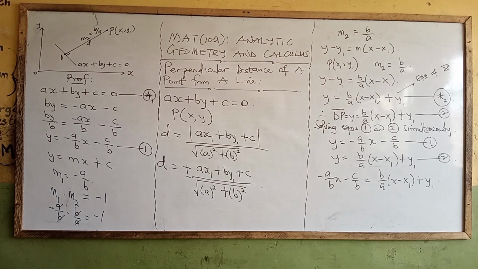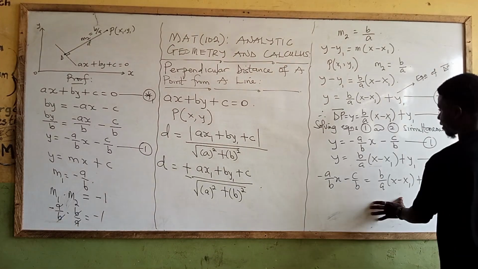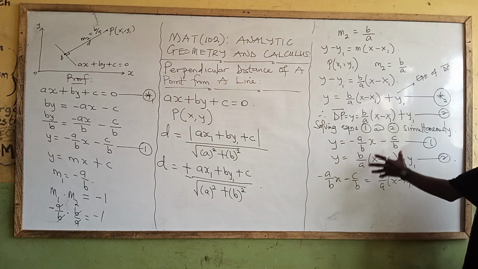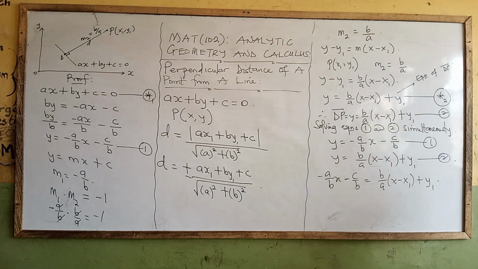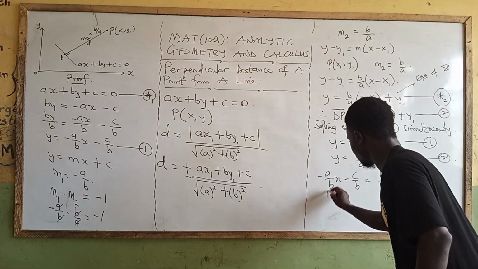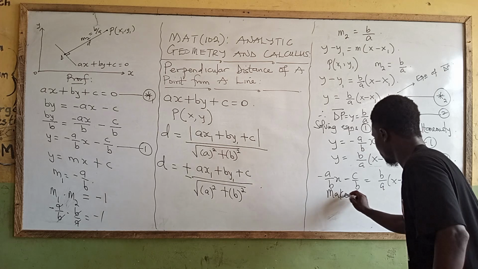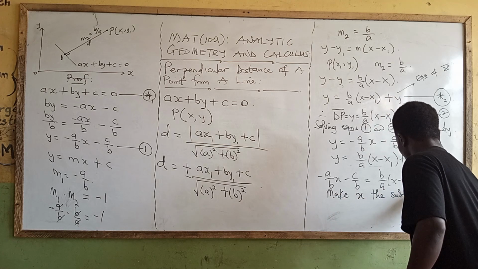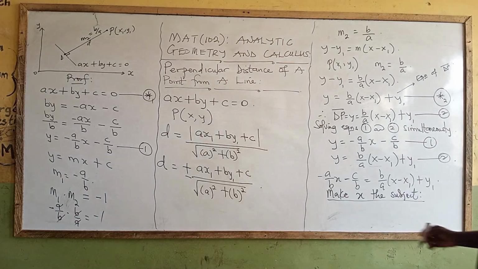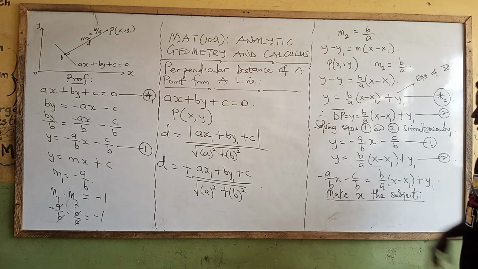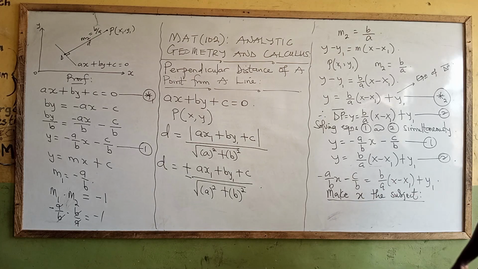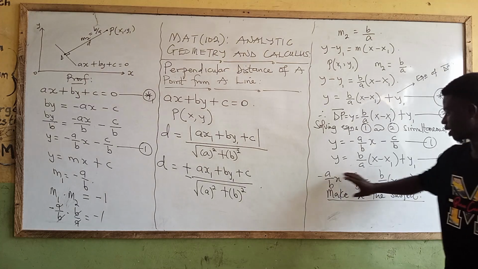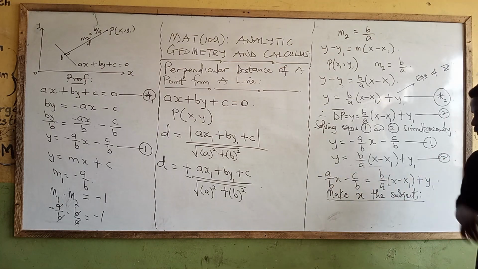All right, so let's continue. We have this, and I said we are equating to find the x coordinate, so we have to make x the subject. How can we make x the subject? Our LCM will be ab, so we multiply through by ab.